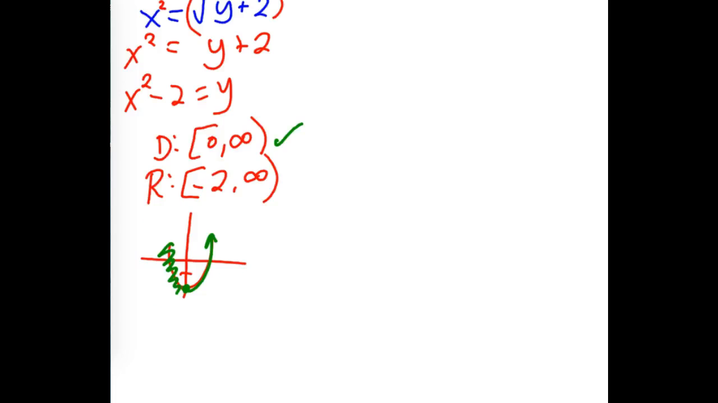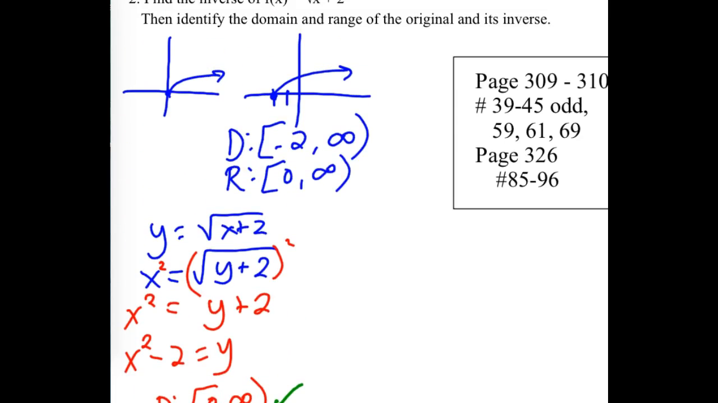All right. So for day 2, you are going to do 39 to 45 odd, 59, 61, 69, and then you're going to skip to page 326 and do 85 to 96.